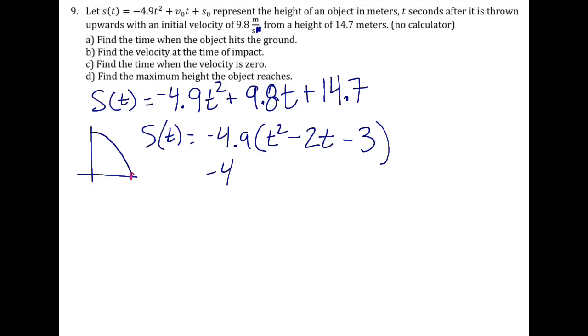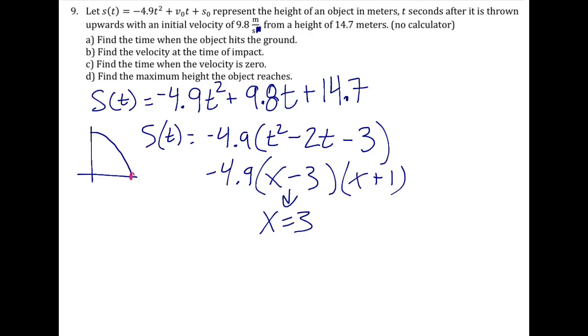And now I can factor this, negative 4.9 times t squared minus 2t minus 3. So what two numbers multiply to give me negative 3 and add to give me negative 2? I am going to get t minus 3 and t plus 1. Negative 3 times 1 is negative 3. Negative 3 plus 1 is negative 2. So that's how it factors. The only x-intercept that makes sense is the positive one, and that's coming from that factor right there. So t equals 3 is my answer to A.